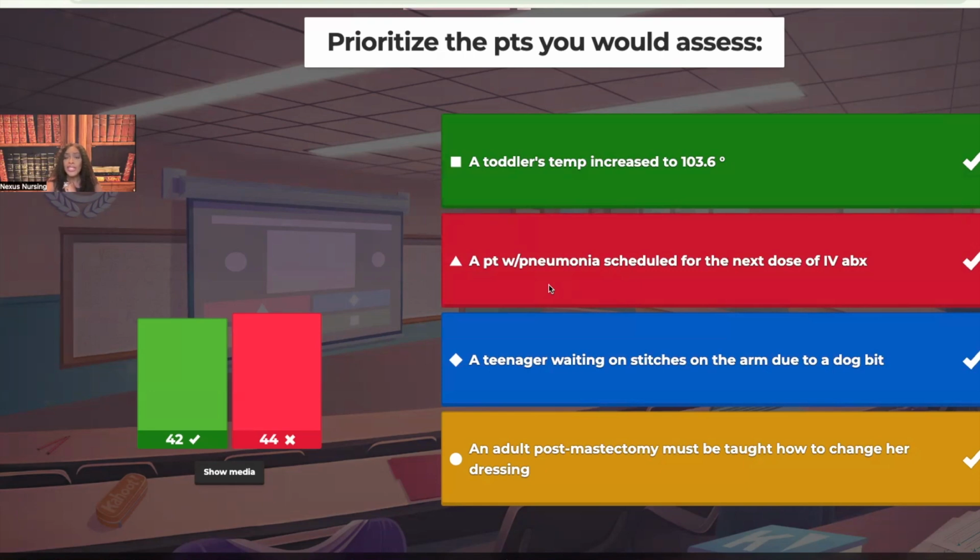After that, the teenager that's waiting on stitches. Where's the stitches? It's on the arm. Are we suspecting any vital organ is in trouble like that toddler? Pneumonia, vital organs are in trouble, but a teenager with a bite on the arm, no vital organs, so they could wait. And then last, again, is the patient that needs teaching. Teaching, feelings, emotions, all of that comes last. You always have to take care of the patient's physiological integrity before you worry about anything else, okay?